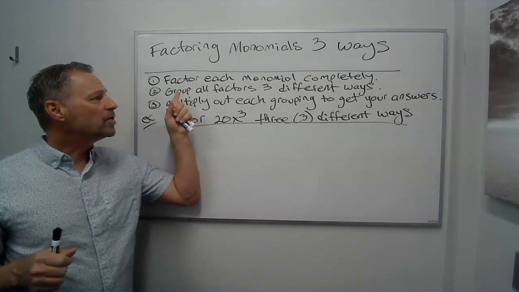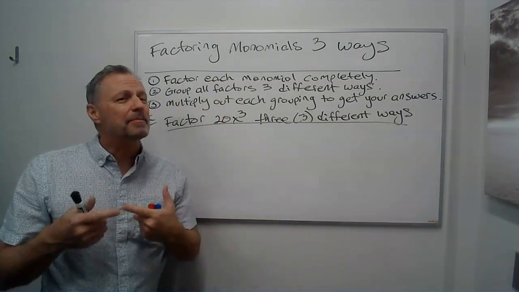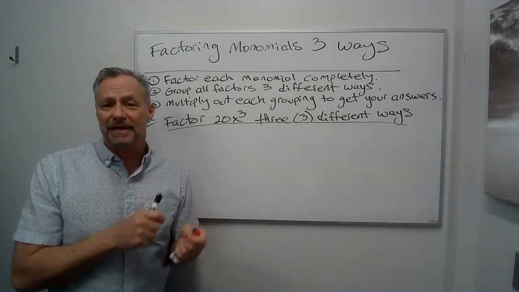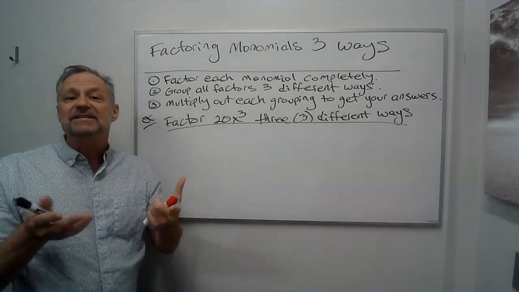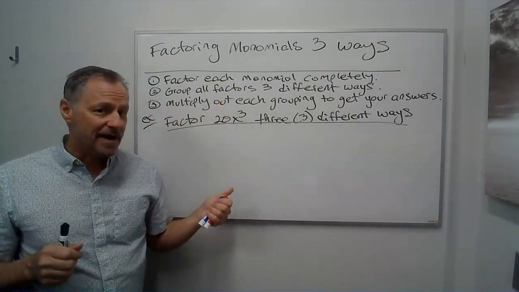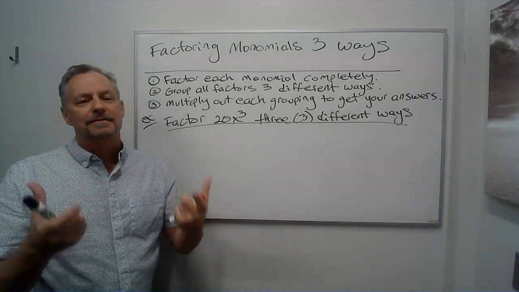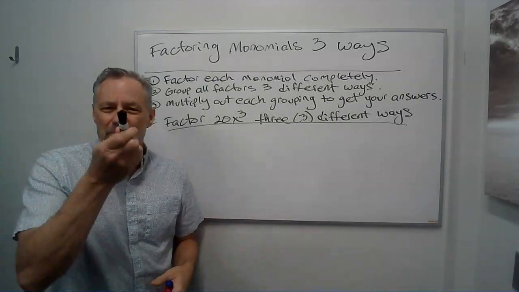Okay, so what we're going to do is factor each monomial completely. Remember, factoring just means get things so they're multiplied together. Each individual one would be called a factor. Group all the factors three different ways, and then multiply each group together to see what we get as our solutions. So here's an example.